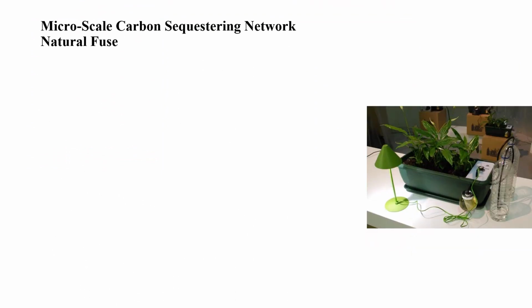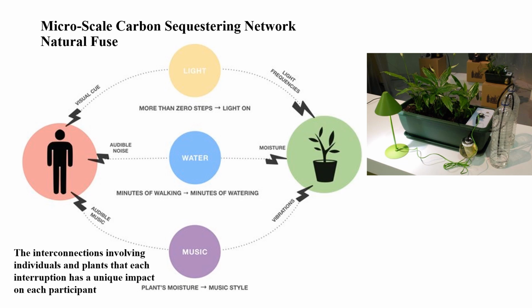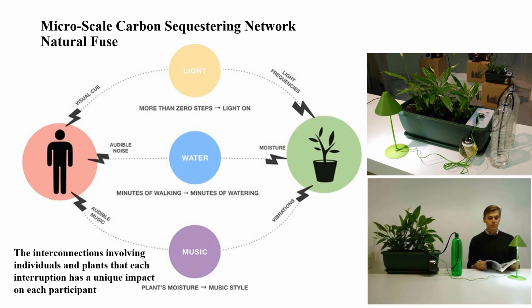Project Natural Fuse is about a microscale carbon sequestering network. The interconnections involve individuals and plants, and each interruption has a unique impact on each participant. The diagram shows here the whole network system.